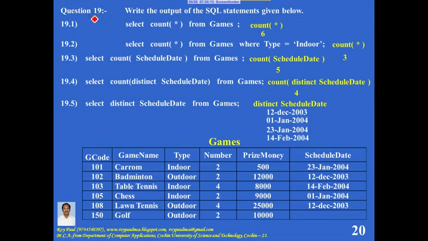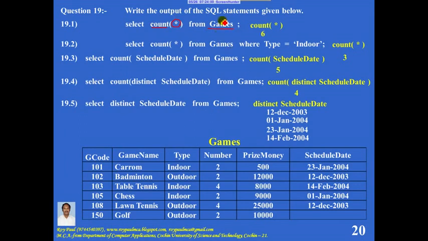Question number 19. Write the output of the SQL statements given below. The count function is used to count the number of elements in a table. The count function can exist in four different forms. Along with count function, if you make use of star, the rows present in this table will be counted.